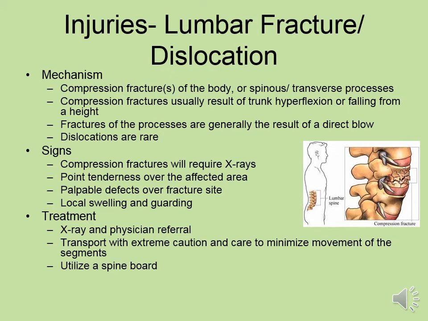Next, we'll discuss lumbar fractures and dislocations. Thankfully, these aren't super common, but they're important to be aware of. Most commonly, we'll see a compression fracture with the lumbar spine. This can happen if somebody has a really big trunk hyperflexion, so if they're snapped forward or pushed forward, or if the person fell from a height and landed on their bottom.